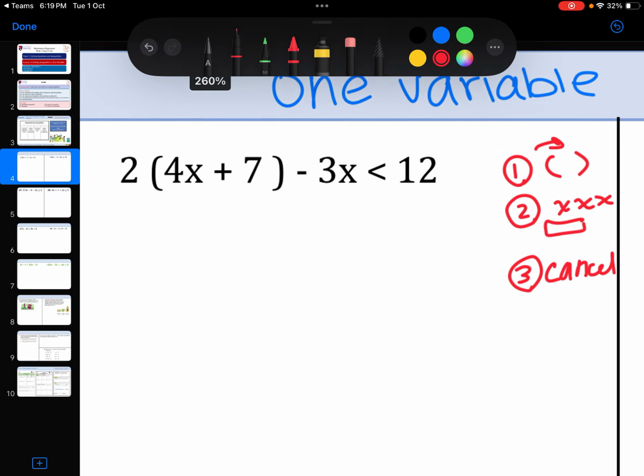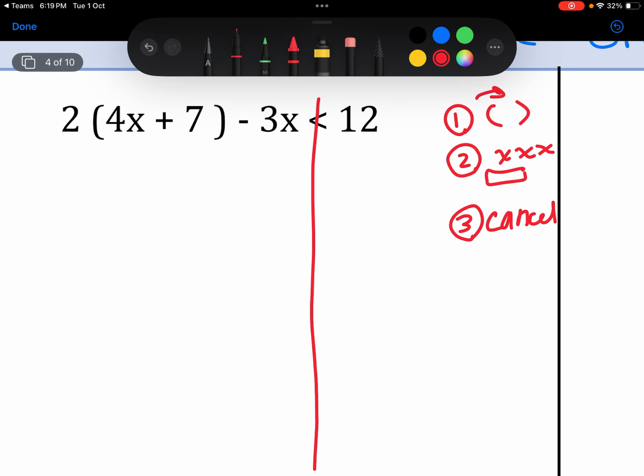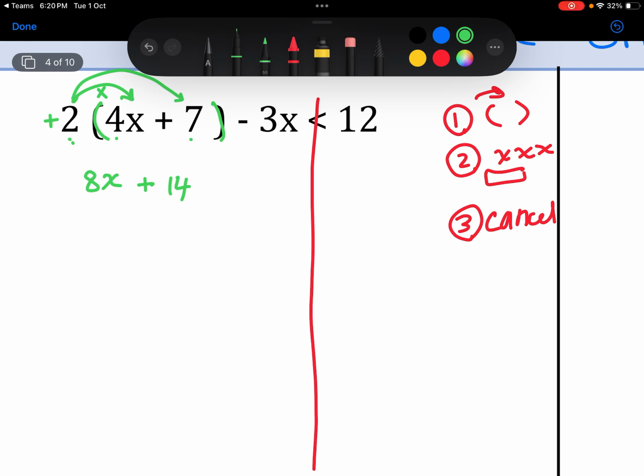Let's see. So again, split your inequality and look at it. Do we have parentheses? Yes, we do have a bracket here. I need to distribute. What does distribute mean? The 2, I have to multiply it with 4x. 2 times 4x is 2 times 4 is 8. Put the variable down. And then the 2 multiplied with the positive 7. 2 times 7 is 14 positive. Since the 2 is positive and the 7 is positive, the answer will be positive. Then write the rest of the inequality as it is.